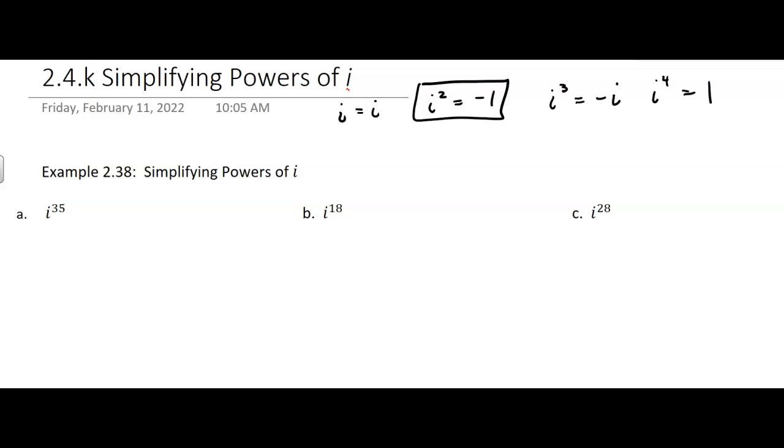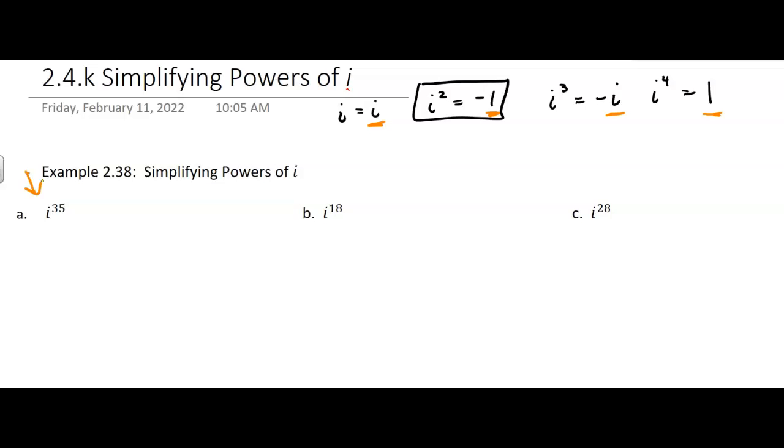Either you're going to have i, -1, -i, or 1. So all powers of i have to simplify to that. Okay, so I'm going to show you how to do that. Now in the last video, we were writing them out. We don't have to do 35 lines to figure this out.